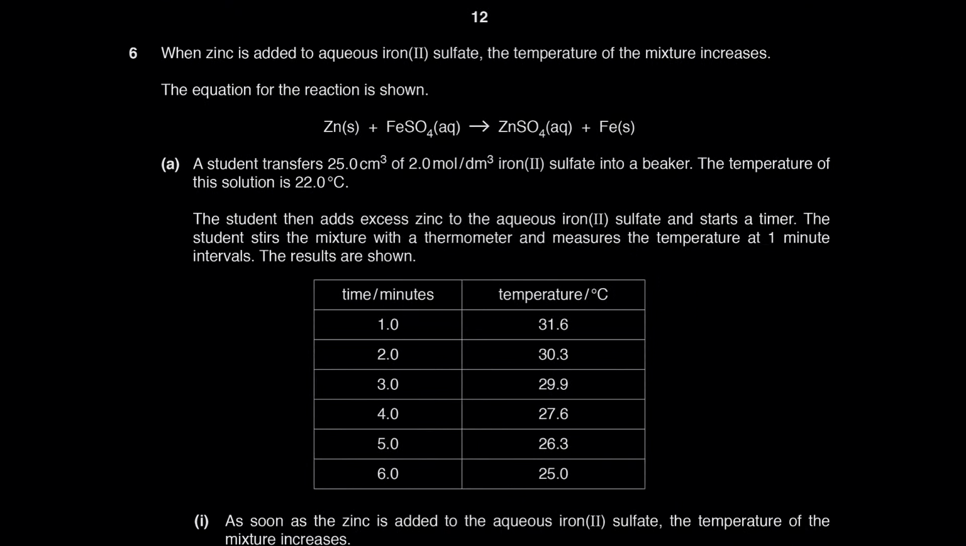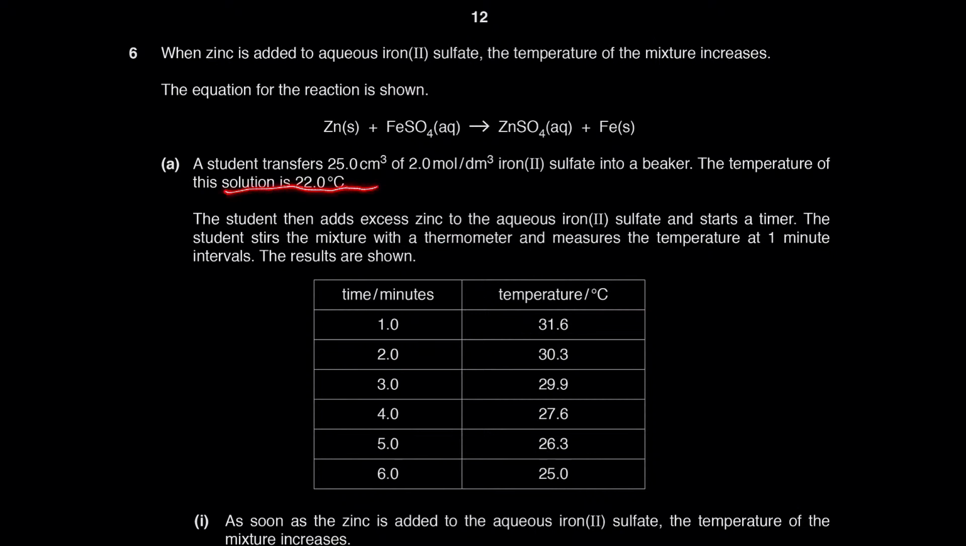Oh my God, can we skip this? Okay. When zinc is added to aqueous iron sulfate, the temperature of the mixture increases. The equation of the reaction is shown. Zinc reacts with iron sulfate to produce zinc sulfate and iron. Classic displacement reaction, right? Because zinc is more reactive than iron.